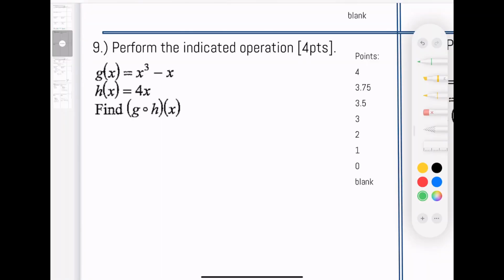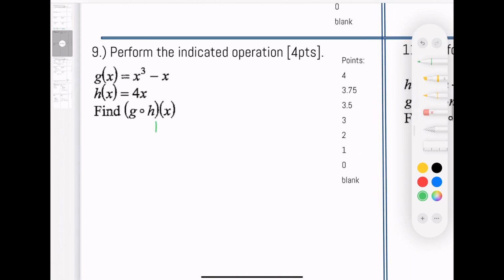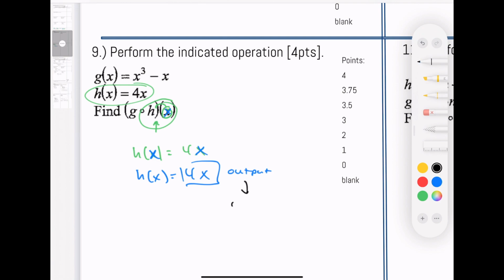All right, question number 9 says perform the indicated operation. This is saying g of h. We always start here at h, and we're going to put in x into h. So this is really h of x. So if I put in h of x into this function, well, it's the same thing. Okay, so this is my output. This output now becomes the input for g of x. We're going to put that into g of x.